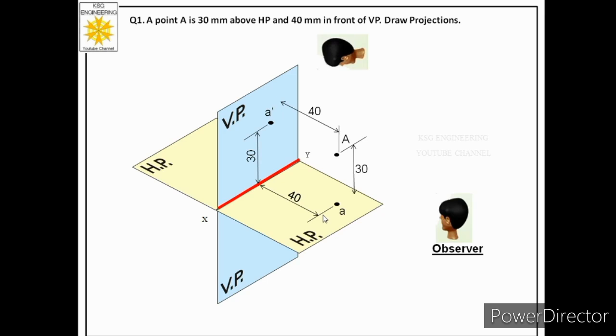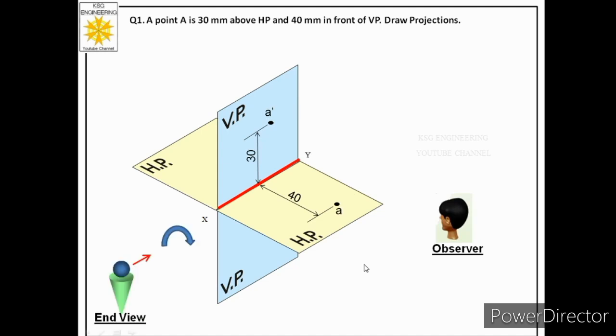So over here we have to conclude that if we are given a statement in which we have to draw projections of a point, and if we are given the distance of point from HP, we have to plot that distance on VP, and if we are given distance of point from VP, we have to plot that distance on HP. Okay, so let us remove the dimensions in order to understand the next procedure.